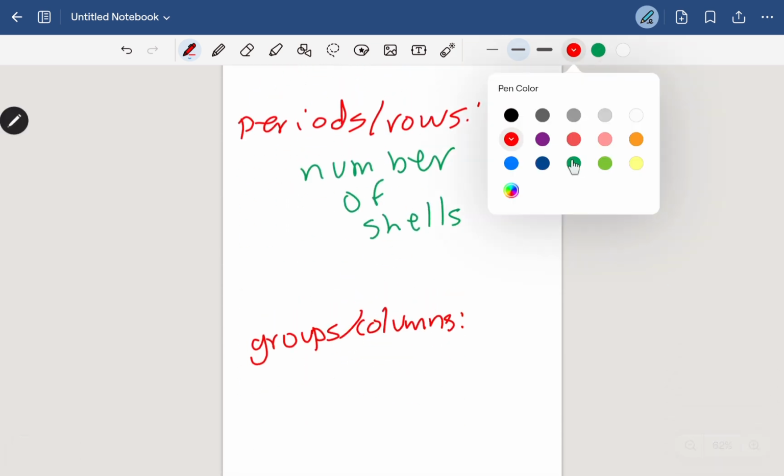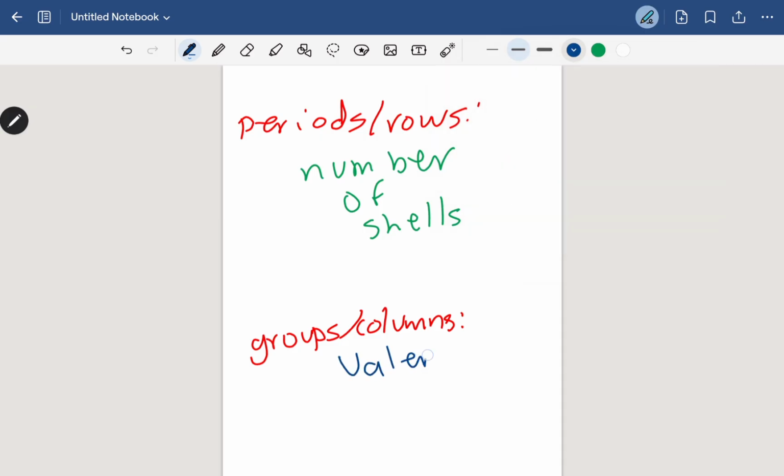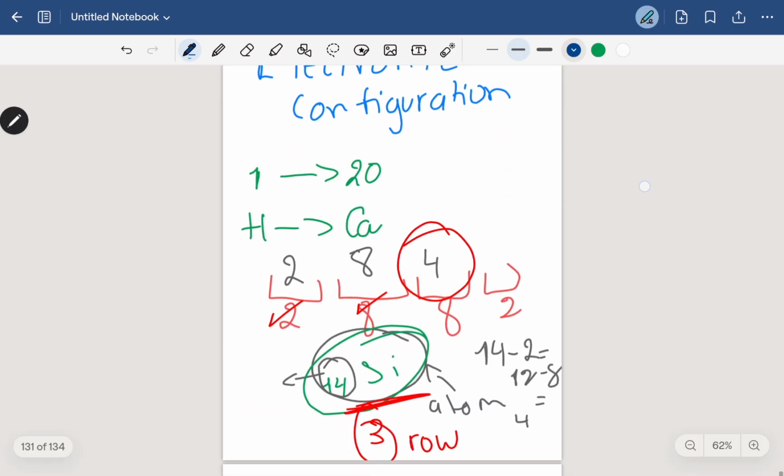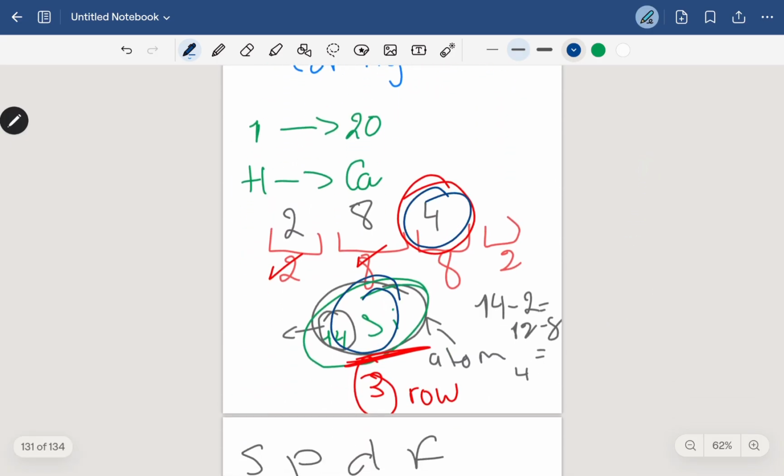Now, however, for the groups and columns, they are the number of valence electrons. So let's go up again. We know that for silicon, it has 4 valence electrons. That means it's going to be in the column, or the group, which goes vertically, number 4. Now, let me just open the periodic table.